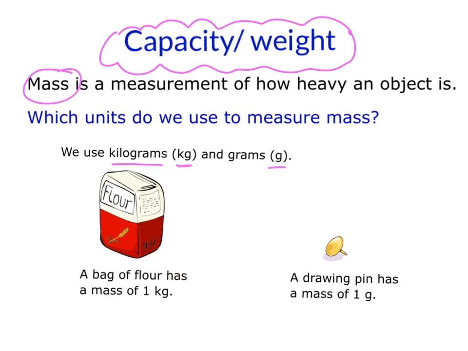So a bag of flour has a mass of 1 kg. A drawing pin has a mass of 1 g. And so a drawing pin is probably another word for a thumbtack. And so you can see these would weigh very differently. So we use grams for things that are very light and kg for things that are much heavier.